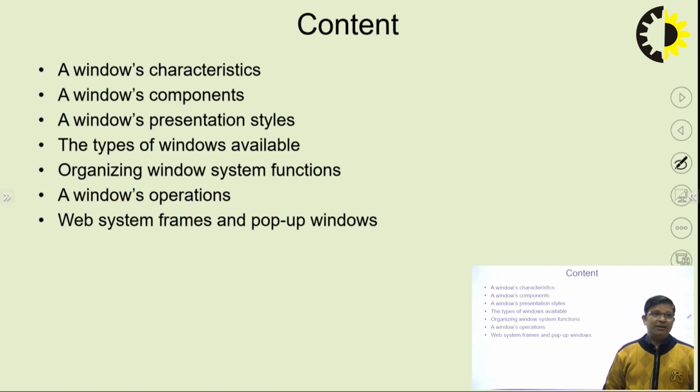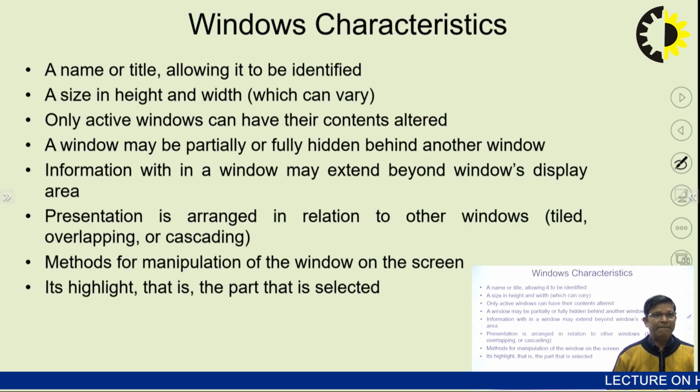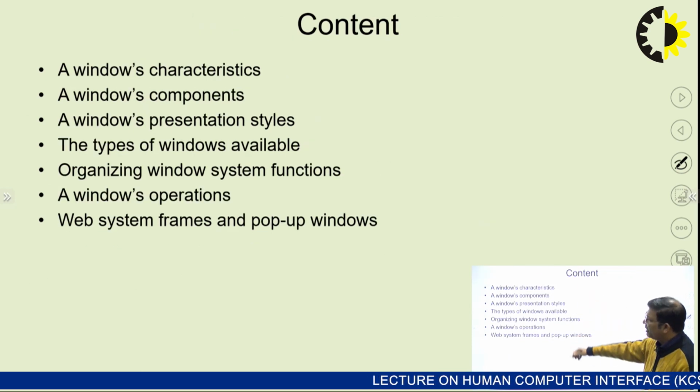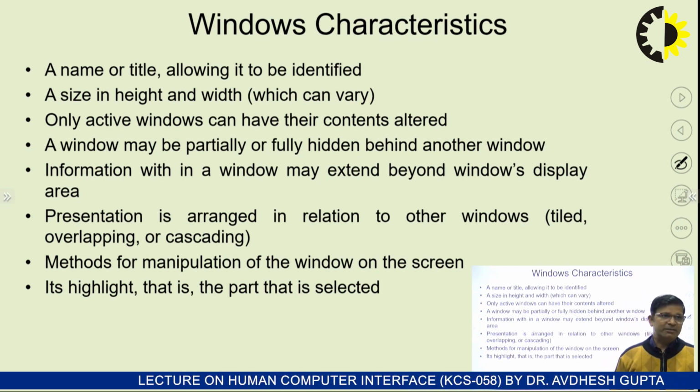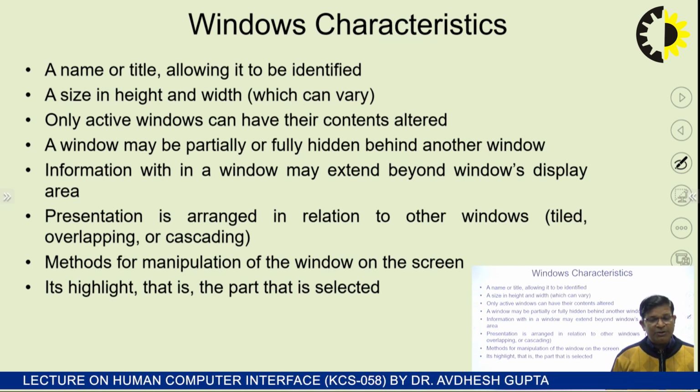The content: window characteristics, window components, window presentation style, the types of windows available, organize window system functions, window operations, website frames and pop-up windows. Okay. So one by one we will discuss these points. Window characteristics. What are window characteristics? An individual or unique or identifiable name for that particular window must be there. So that should be called the title of the window.